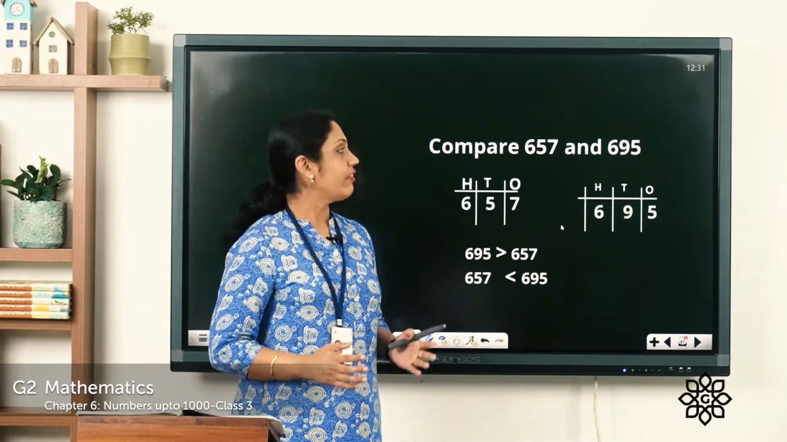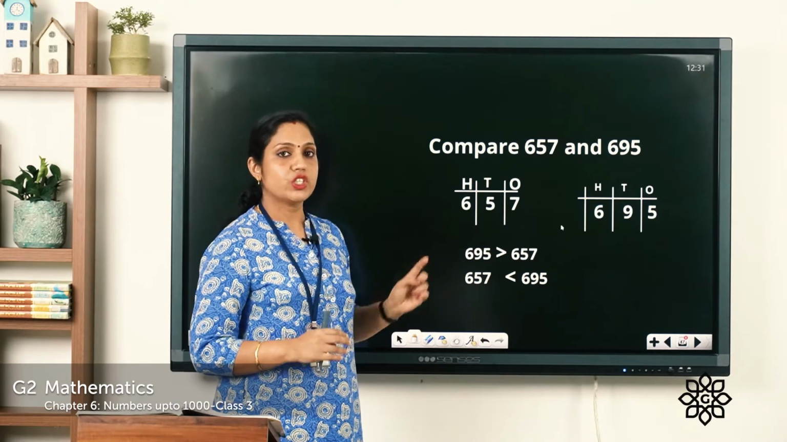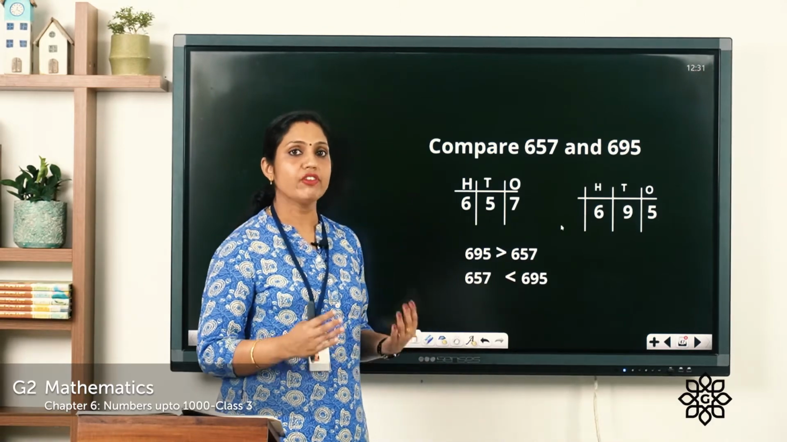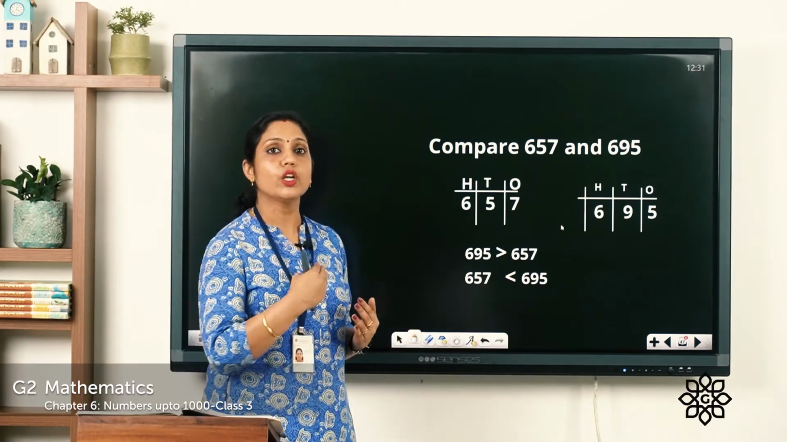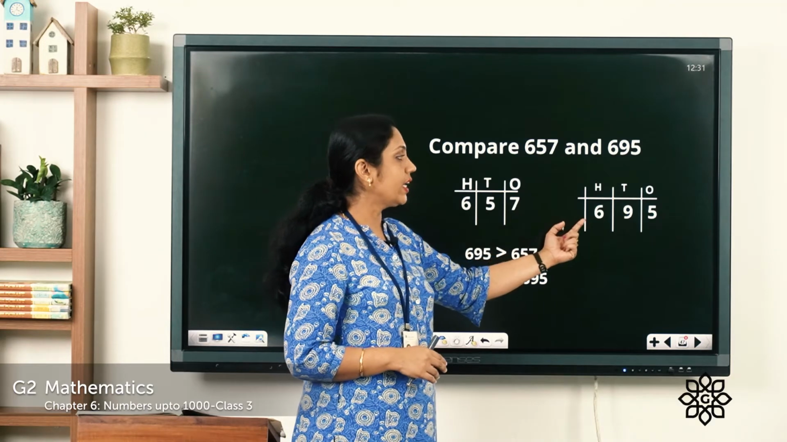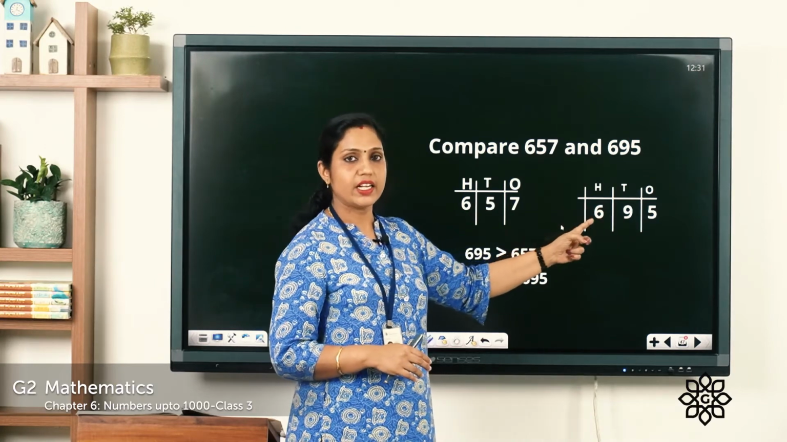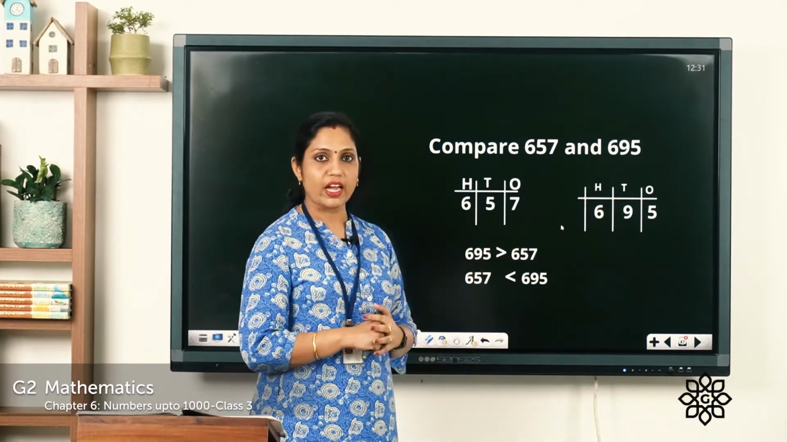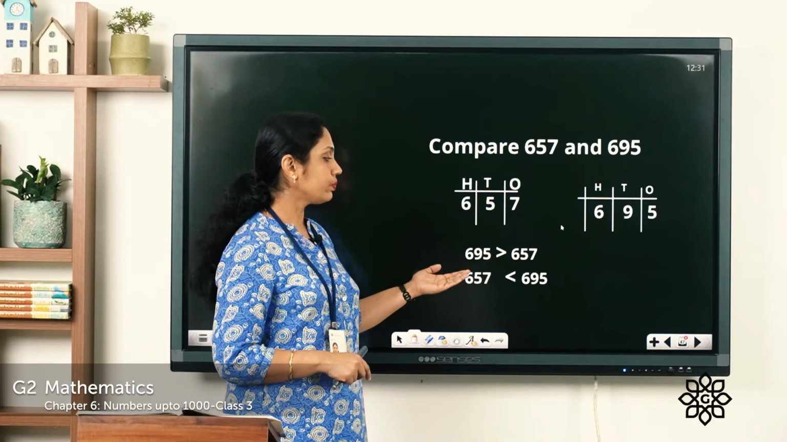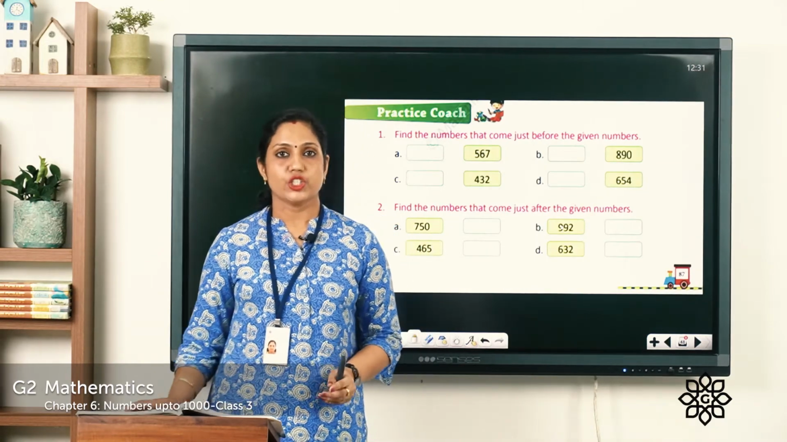We have 657 and 695. Both are 3-digit numbers, and we have to compare which is greater. So 657 and 695. In the hundreds position, we have 6. So what is the next step we have to do? We need to move on to the tens position. So in the tens place, in the number 657, we have 5, and in the number 695, we have 9. So here we have 5 tens, and here we have 9 tens. So which is greater? 695 is greater. So we can write it as 695 greater than 657, or 657 less than 695.